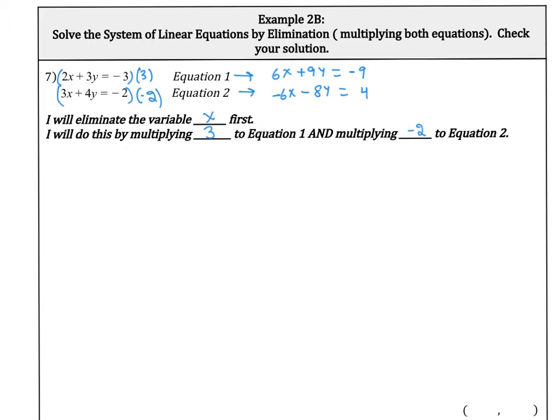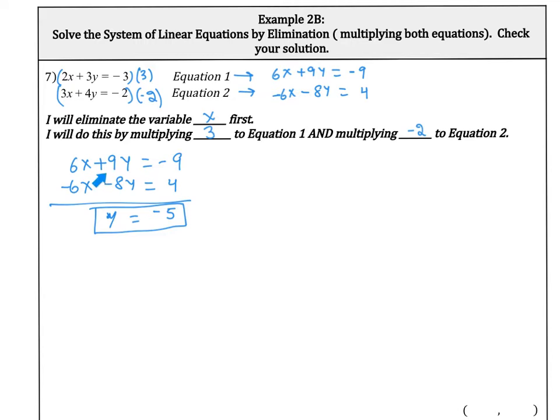So I multiply the first equation by 3. So 3 times 2 is 6x, 3 times 3 is 9y, 3 times negative 3 is negative 9. On the second equation, we're going to multiply negative 2 times 3 is negative 6. So see that we are going to make the 6x and negative 6x, because when we are going to add them, they get cancelled. Negative 2 times 4, negative 8, and negative 2 times negative 2 would be 4. I'm going to rewrite this equation to solve next.